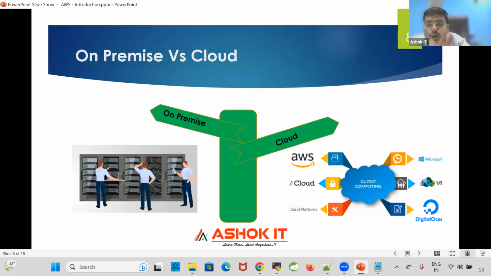So here, we have two options. One is called on-premises infrastructure. The second one is called cloud infrastructure. On-premises infrastructure means purchase everything and manage everything on your own by recruiting some employees. Purchase everything that is required for the company, recruit the employees to manage the infrastructure, and develop and run the projects. That is called on-premises infrastructure.